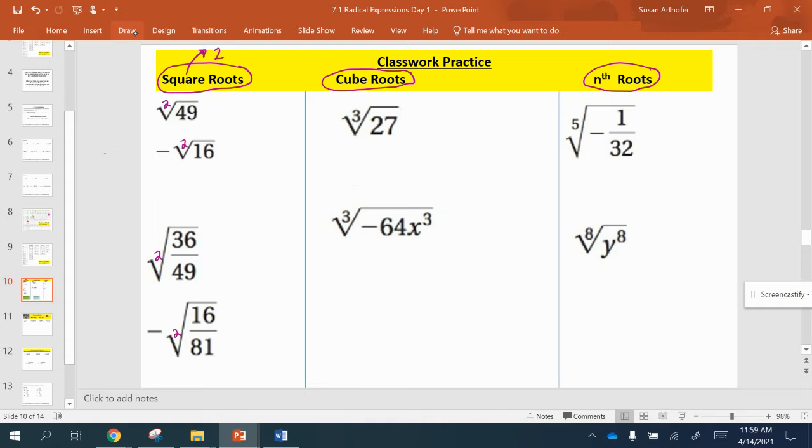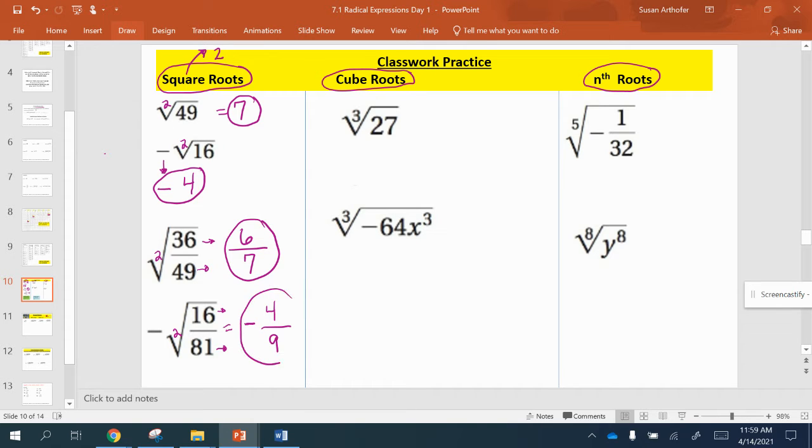Okay, so this first one, square root of 49, is just 7. When you have a negative on the outside, that's okay. You just bring it down. Square root of 16 is 4, so this answer would be negative 4. This answer would be 7. When you have a fraction, square root of 36, you just do on the top. That's 6. And the square root of 49 on the bottom is just 7. So don't be afraid of fractions. And again, it's okay to have a negative on the outside. Square root of 16 is just 4, and square root of 81 is just 9.